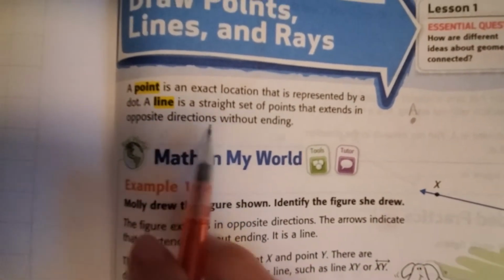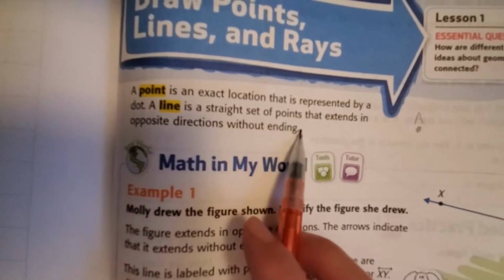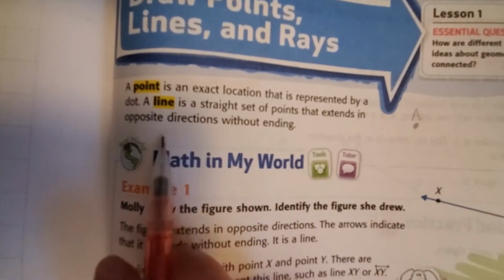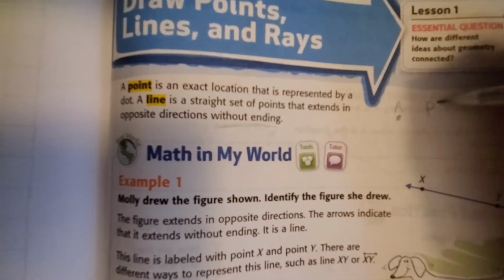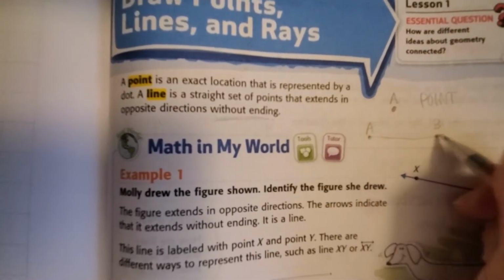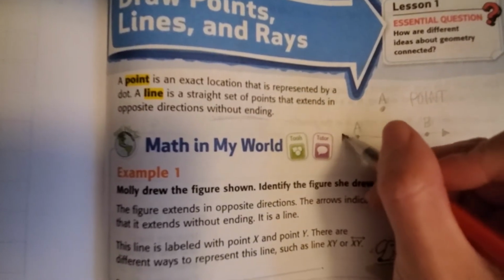A line is a straight set of points that extends in opposite directions without ending. So this is called a point. A line is when you have 2 points. Let's say this is point A, point B, and it doesn't end. And if it doesn't end, you will see arrows, extending in opposite directions. This is called a line.